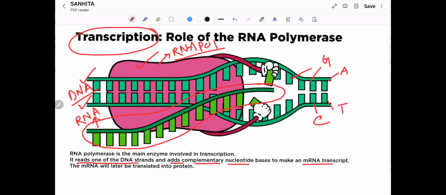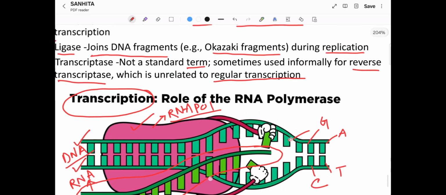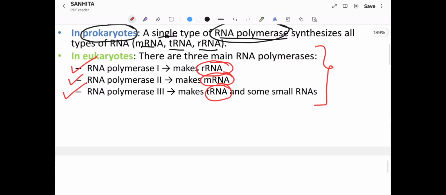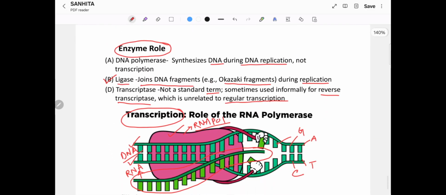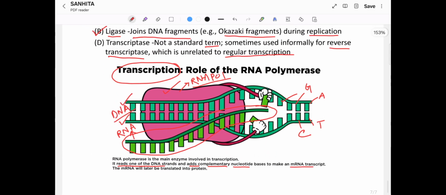And for eukaryotes, RNA polymerase 1 prepares rRNA, RNA polymerase 2 prepares mRNA, and RNA polymerase 3 makes tRNA. Okay, remember this information.